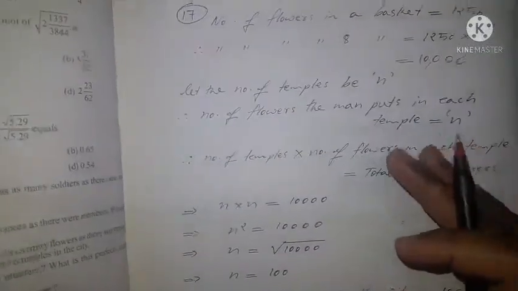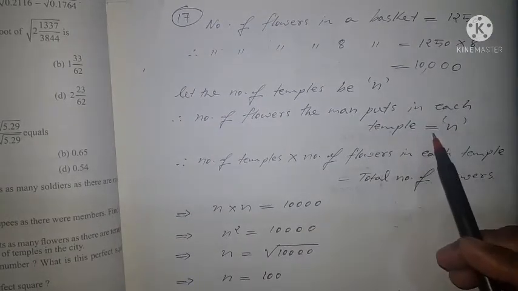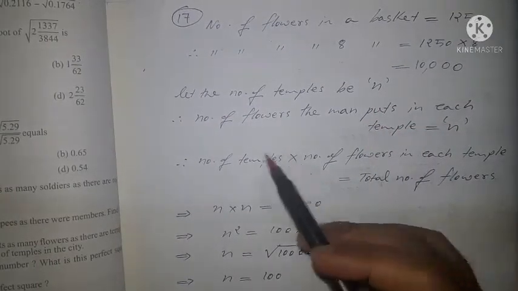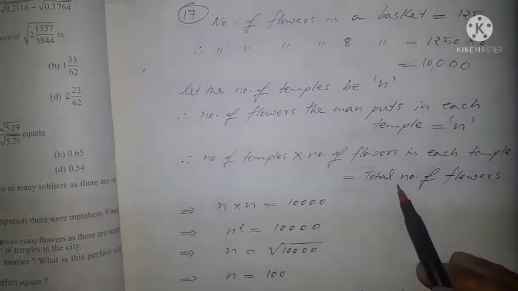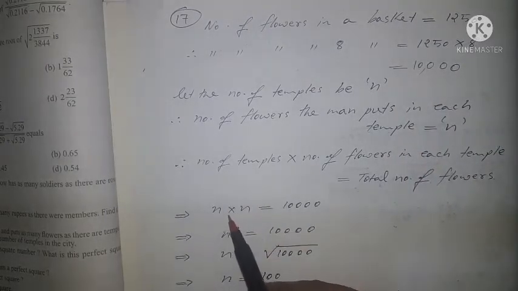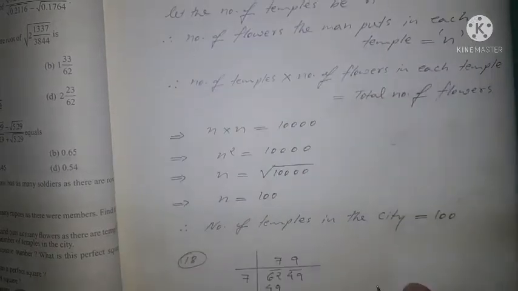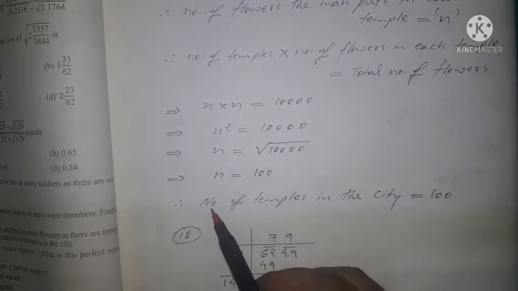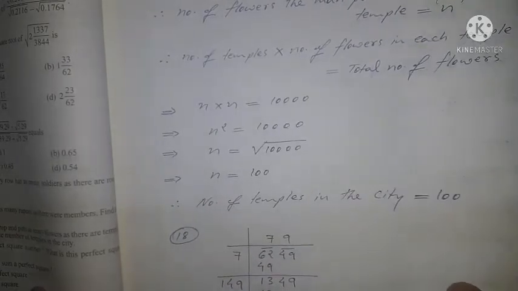So let us take the number of temples as n. Therefore the number of flowers the man put in each temple is n, because it is the same, as given in the question. So the number of temples into the number of flowers in each temple gives the total number of flowers, which is 10,000. Therefore n into n is 10,000, that is n square equals 10,000. So the value of n is root over 10,000, which is 100, because 100 into 100 gives 10,000. Therefore the number of temples in the city is 100, as the value of n is 100.